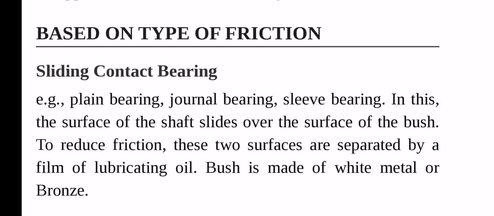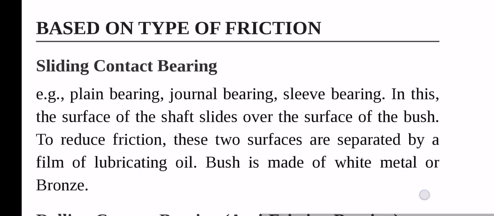Classification based on type of friction. Sliding contact bearing. Examples: plain bearing, journal bearing, sleeve bearing. In this, the surface of the shaft slides over the surface of the bush. To reduce friction, these two surfaces are separated by a film of lubricating oil. Bush is made of white metal or bronze.